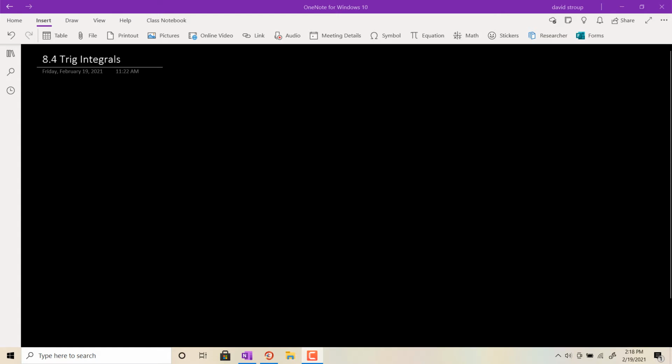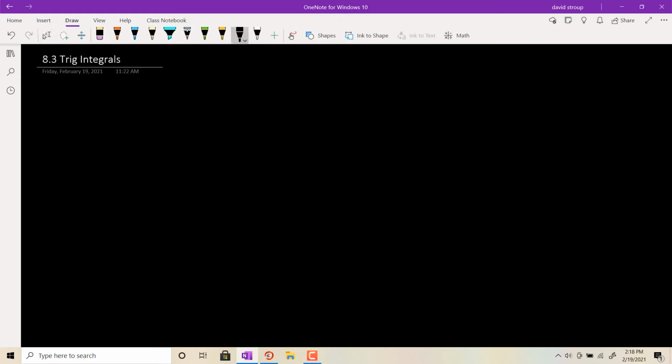Calculus 2, section 8. Oops, it says 4, but it should be 8.3. Let's fix that. And we're talking about trig integrals. So basically I'll begin with every trig identity that you need to know to survive this section. I'll just call these helpful identities.